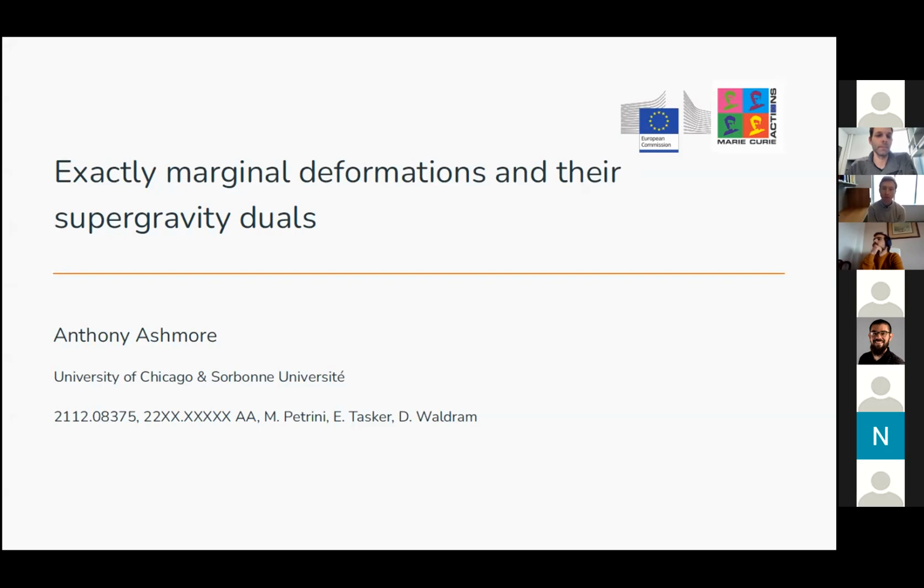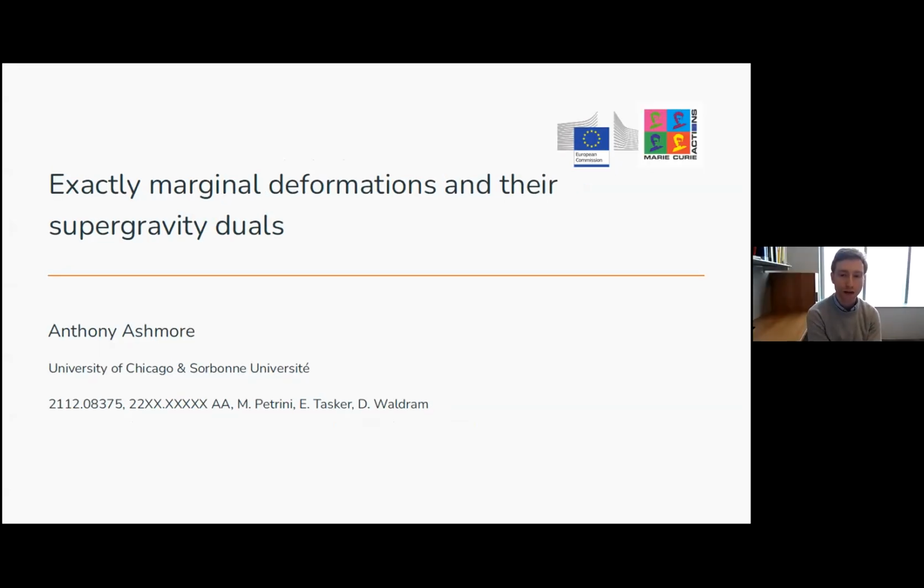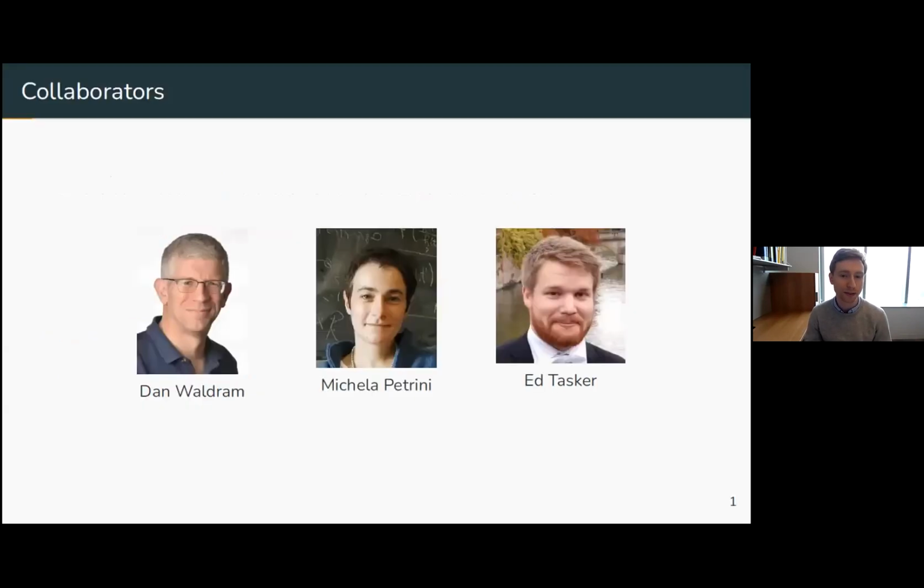So today I'm going to tell you about some recent work on understanding the moduli of flux compactifications, focusing particularly on supersymmetric AdS5 solutions of supergravity that correspond to the conformal manifold of deformed N=1 4D conformal field theories. And hopefully the outcome will be to show how field theory data like the superpotential is captured by the dual geometry, and how you can derive new results for the field theory, such as counting the number of chiral operators in these deformed field theories. So this is work in collaboration with Dan Waldron, Michela Petrini, and Ed Tasker.